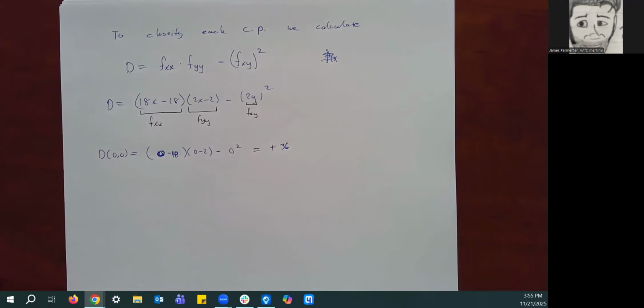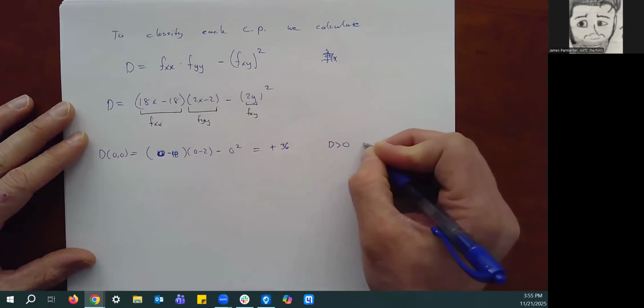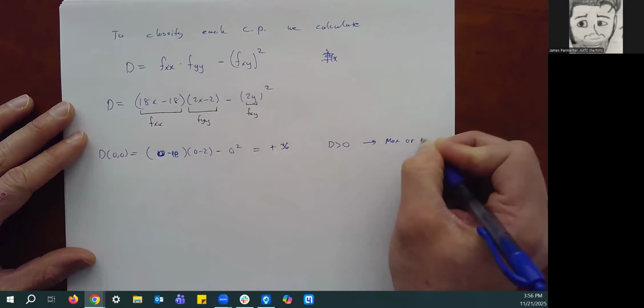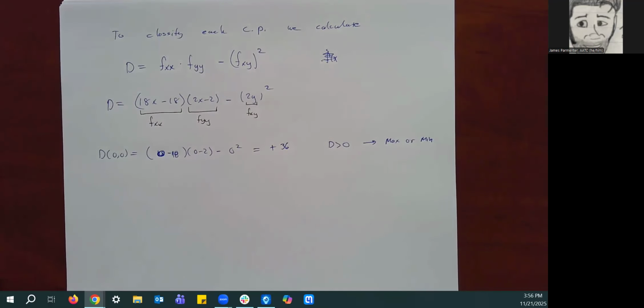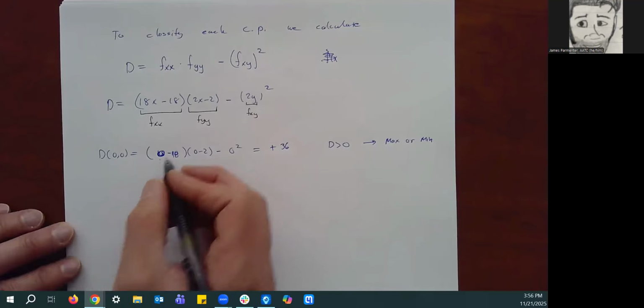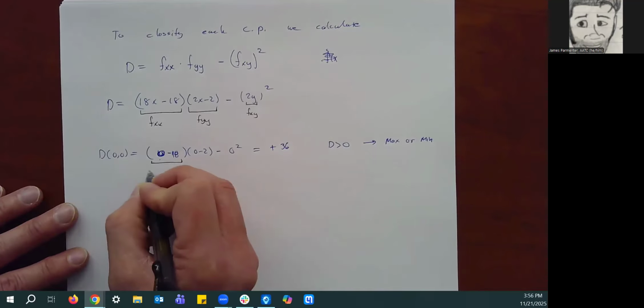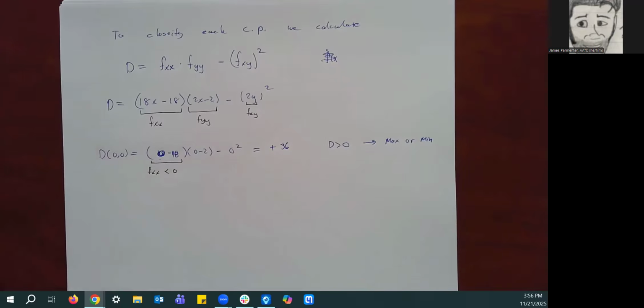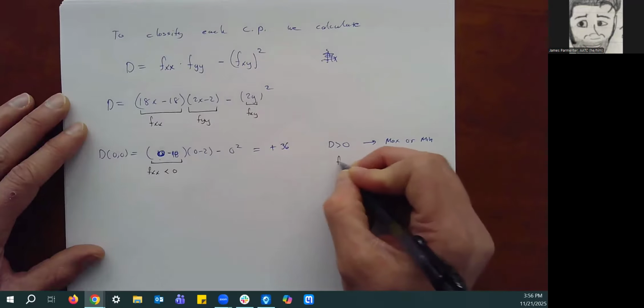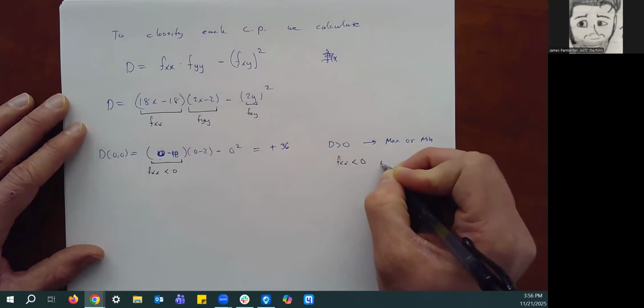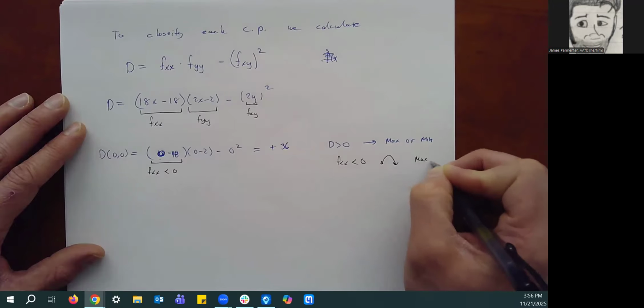So if D is positive, it means we either have a maximum or a minimum. So D positive means you have a max or a min. How do we know which? By looking at the second derivative. Your fxx is negative. If your second derivative is negative, that means we are concave down, which means we have a maximum, right? So fxx being negative, you're concave down, you have a max.